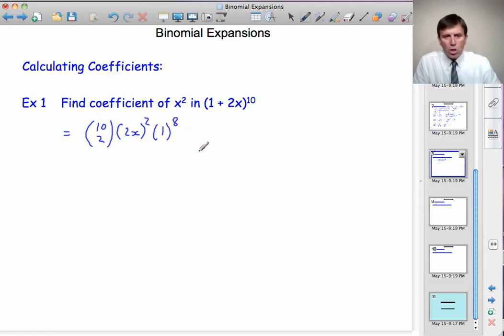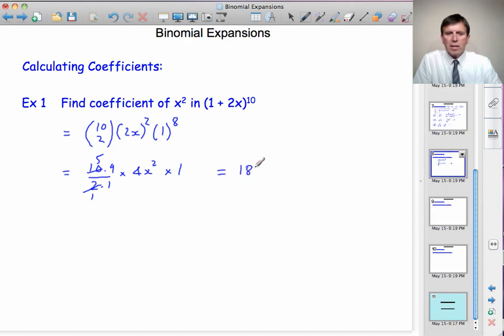And we simply have to work this out now. 10C2 is equal to 10 times 9 over 2 times 1, because it should be 10 factorial over 2 factorial, 8 factorial. But again, the 8 factorial on the bottom knocks out 8, 7, 6, 5, 4, 3, 2, 1 on the top. 2x all squared is 4x squared, so I'll write in there multiplied by 4x squared, and of course 1 to the power 8 is just 1. 2 goes into 10 5 times, so that gives me 5 nines are 45, and 45 times 4 is 180. So that's 180x squared.